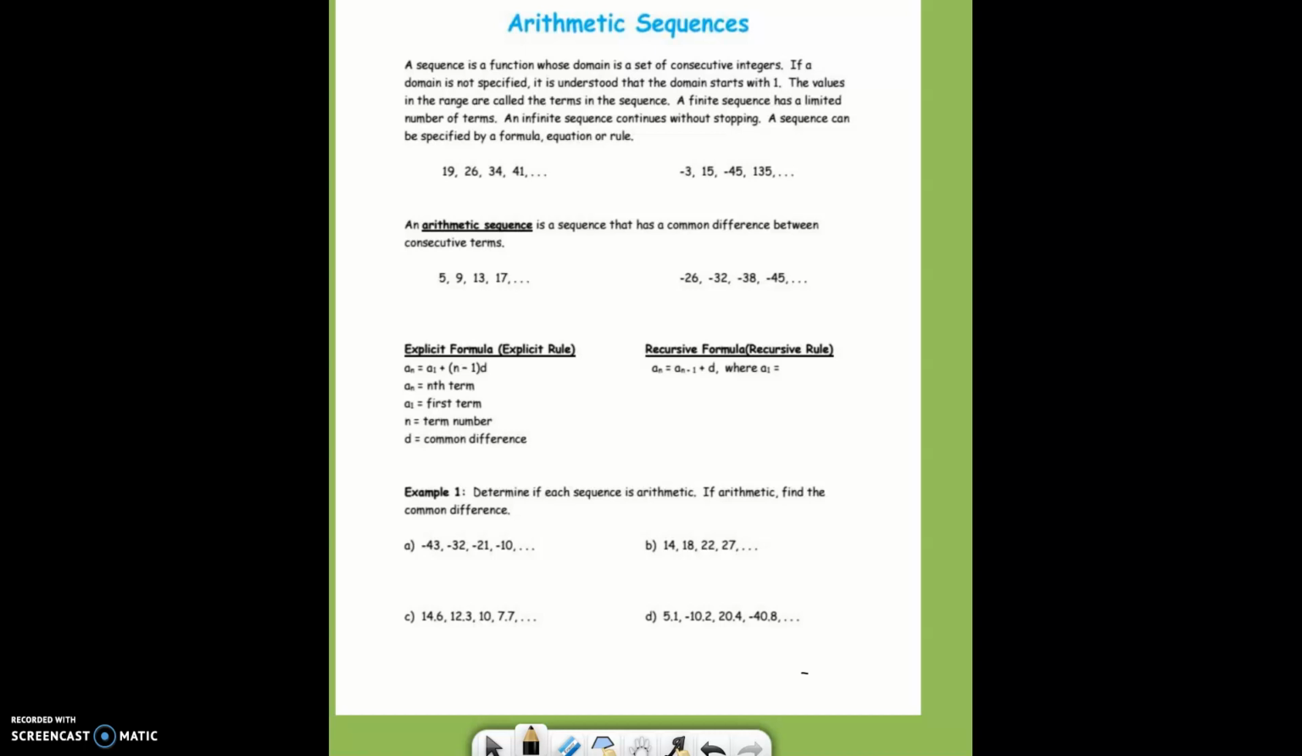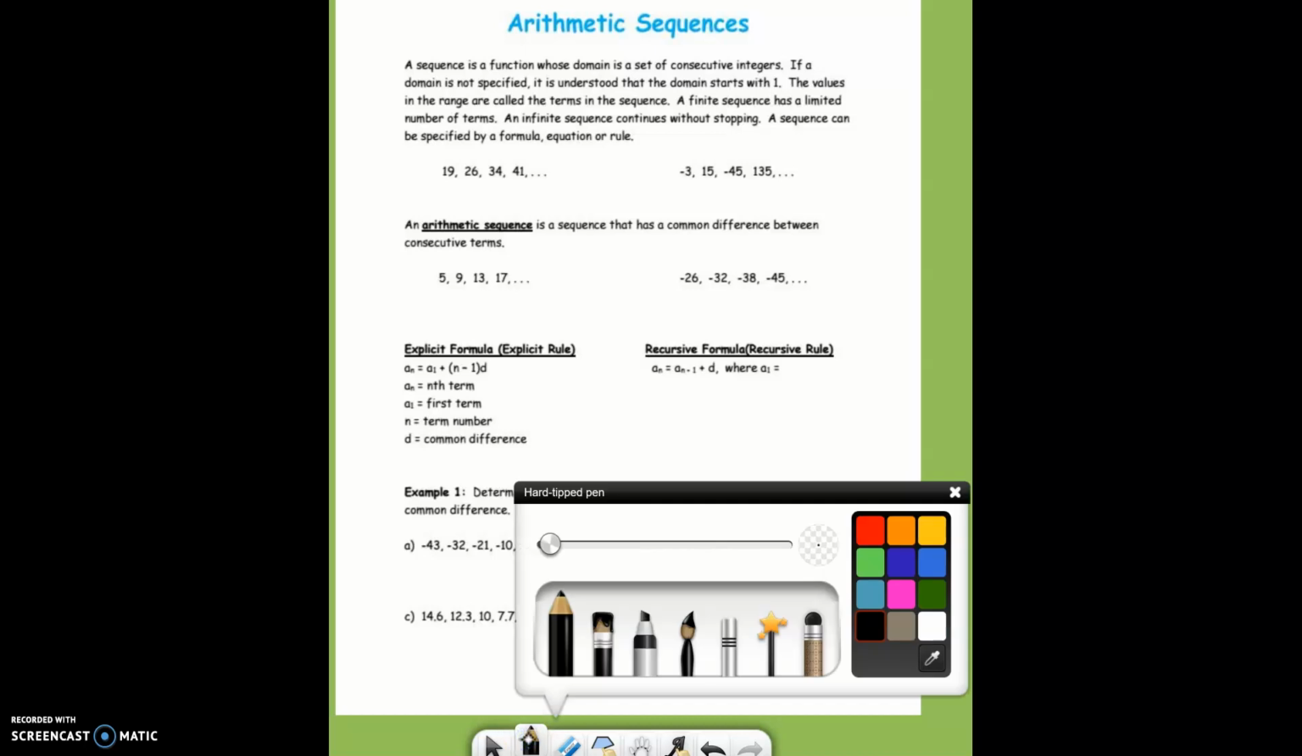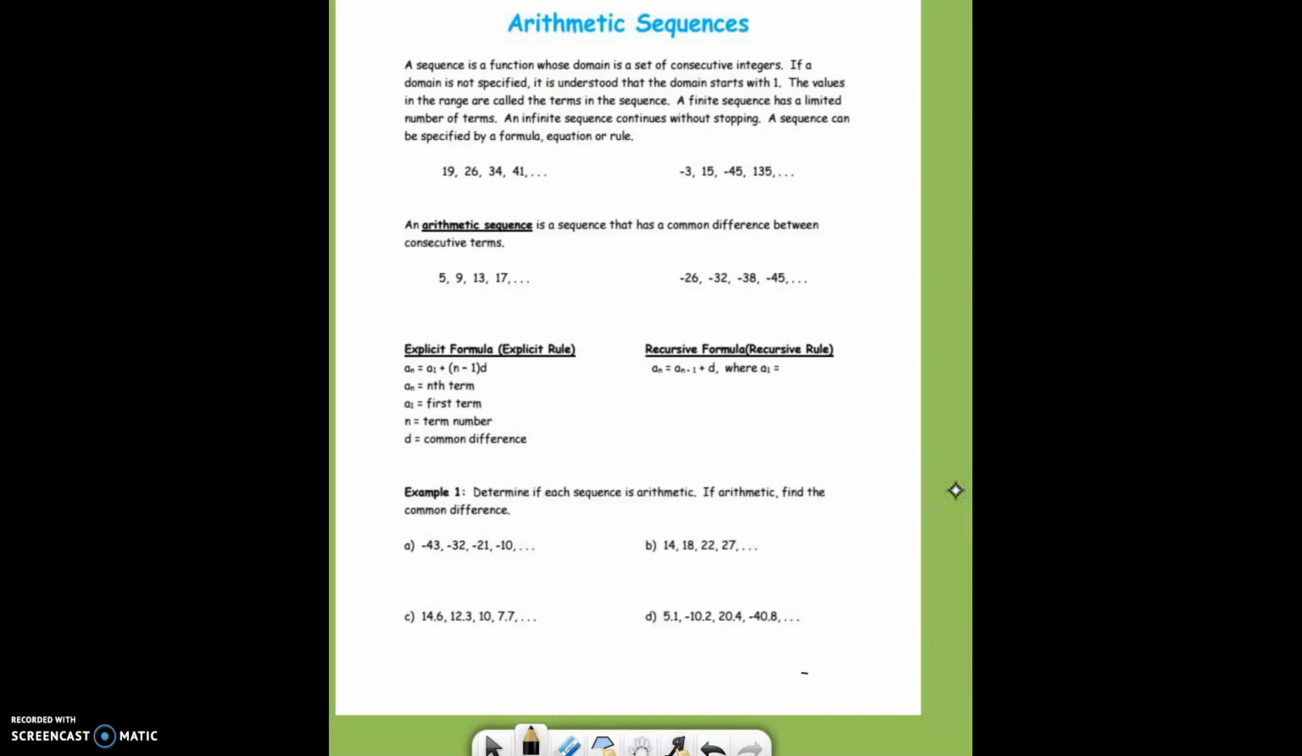Okay, we are going to look at what's called arithmetic sequences. These are sequences whose domains are consecutive integers. I just have a couple of sequences here. These actually are not arithmetic sequences. I'm going to show you how to figure it out.